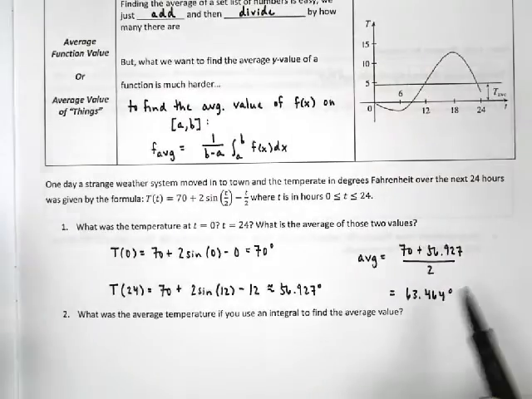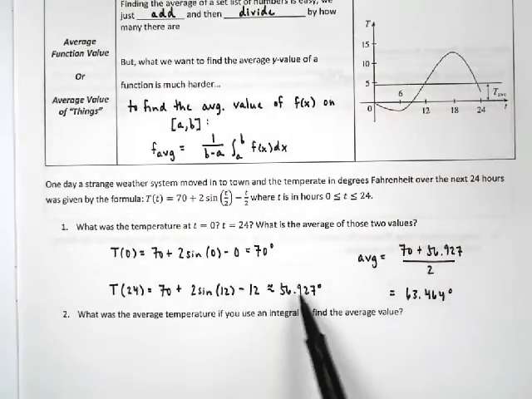Okay, so that was easy. Again, that's a finite set of things. I have two temperatures. I want to find the average, so I add and divide by 2.